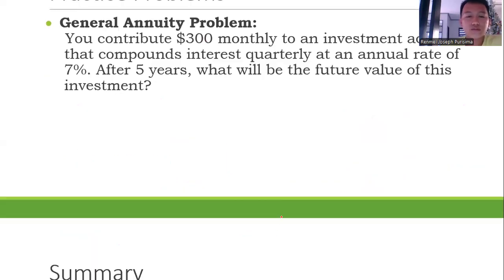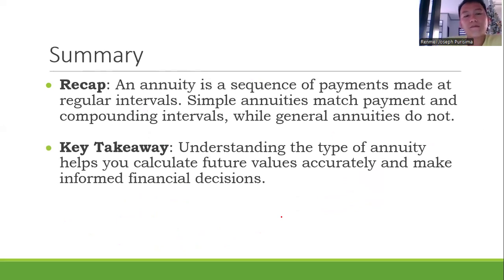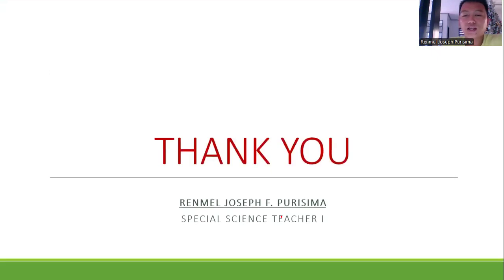As a summary, an annuity is a sequence of payments made at regular intervals. Simple annuities match payment and compounding intervals, while general annuities do not. As a key takeaway, understanding the type of annuity helps you calculate future values accurately and make informed financial decisions. That would be all for the topic of simple and general annuity.